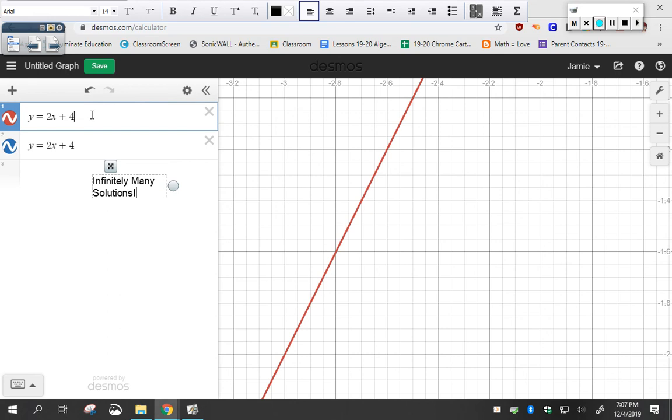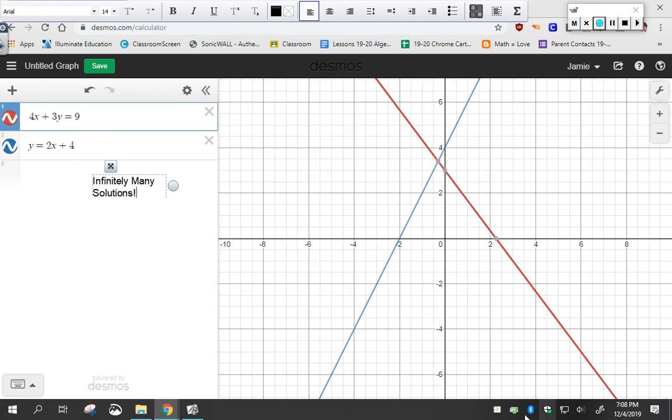All right, so what if they're not in slope-intercept form? What if they're not pretty like this? What if they're in standard form? Let's do 4x plus 3y equals 9. I'm going to go back out. Okay, and let's say I want it to have no solution or infinite solutions. Remember, the slope of something in standard form is negative b over a. So as long as the number in front of x and the number in front of y are the same, then your slope is the same.